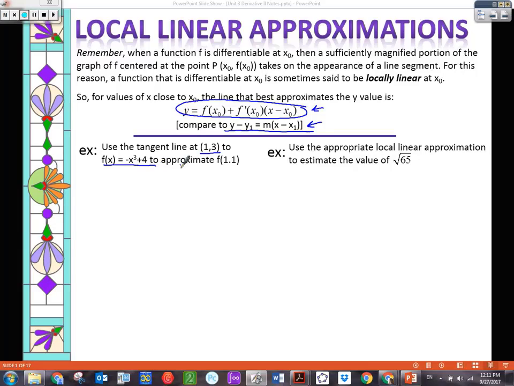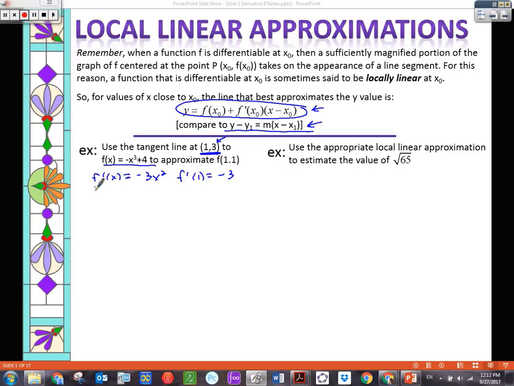We're going to need the derivative to get our slope. So f prime of x is going to be negative 3x squared. I need the tangent line at this particular point, (1, 3), so I'm going to sub in a 1. So f prime of 1 gives me negative 3. Luckily, they gave us the y value, so I don't have to search for it. If I needed the y value, I would need to go back here, right? That's what we always do to get the y value for our tangent line.